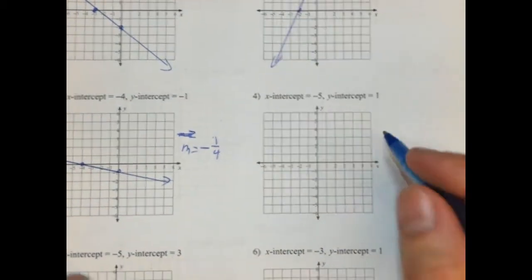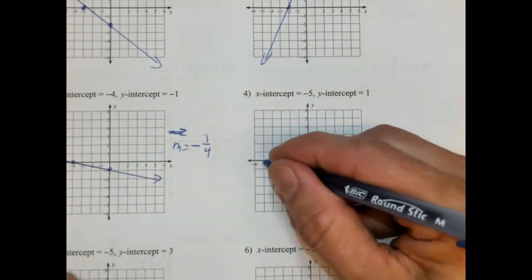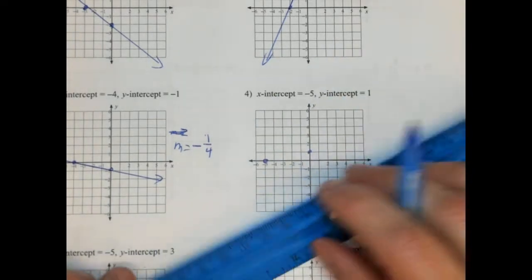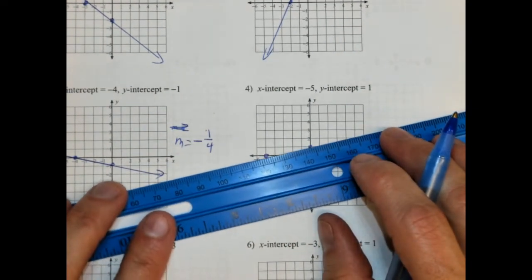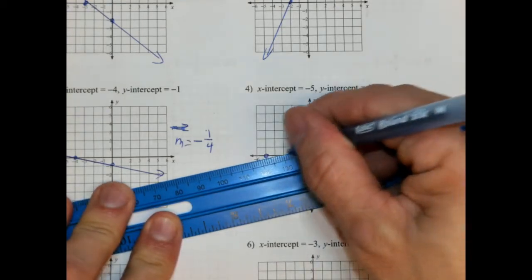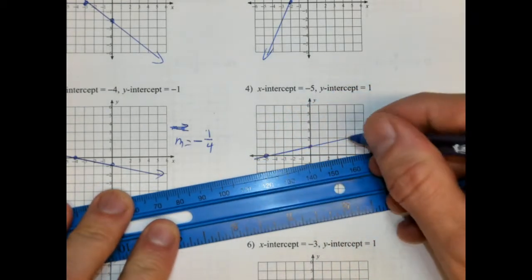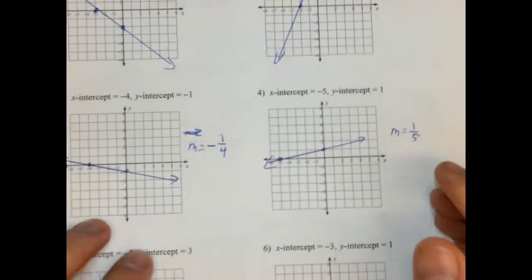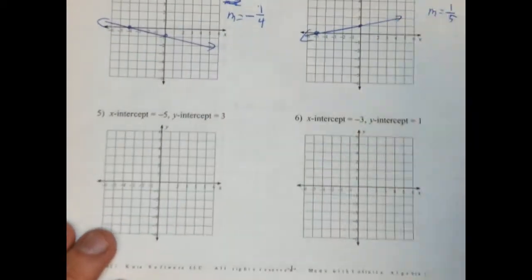Okay, here, -5 is the x-intercept, +1 is the y-intercept, so this is going to be a positive slope. It's going up from left to right. And that would be +1/5. And we're just writing down the rates of change because why not? Kind of felt like it.